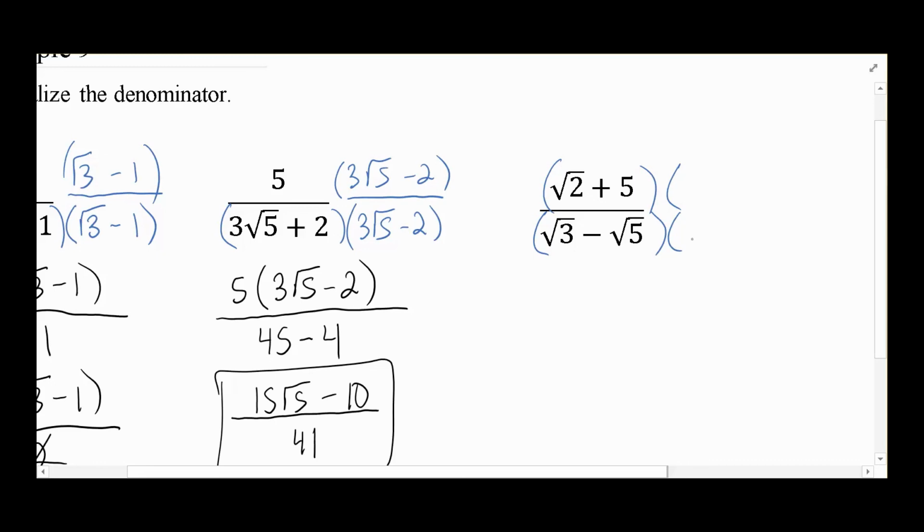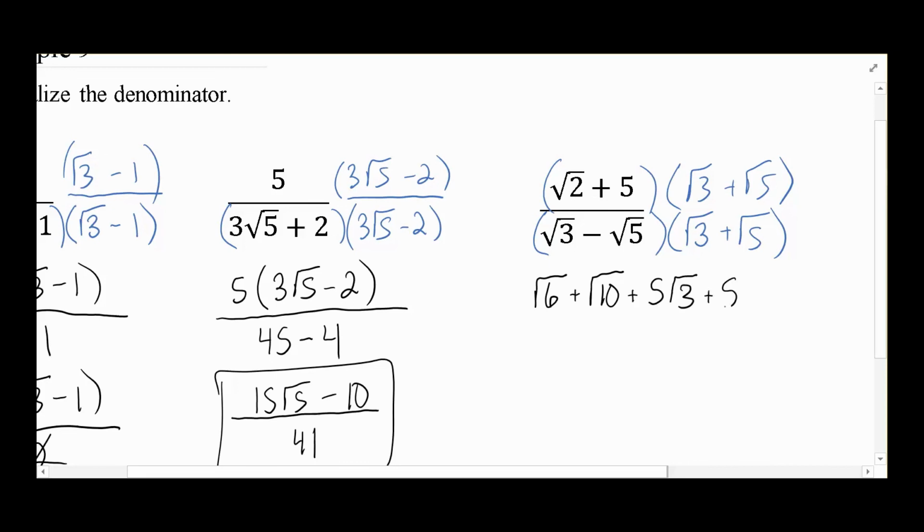The conjugate of root 3 minus root 5 is root 3 plus root 5. All we're doing here is changing the sign between them. Now in this problem up top, we're going to need a FOIL. First, outside, inside, last. And on the bottom, a squared minus b squared.